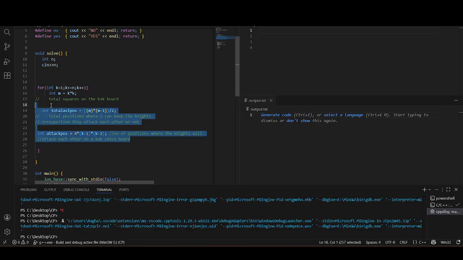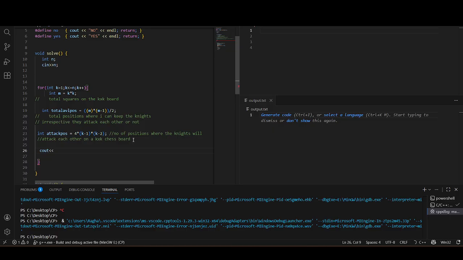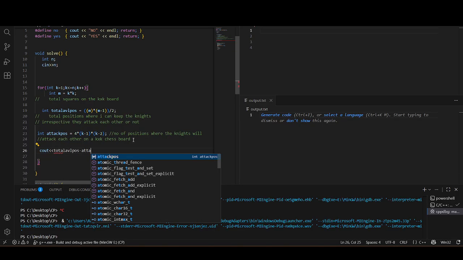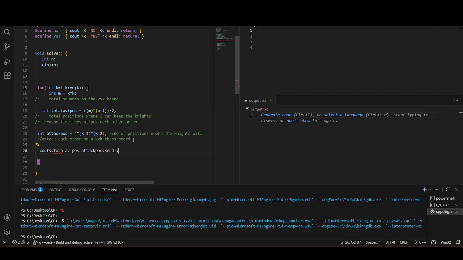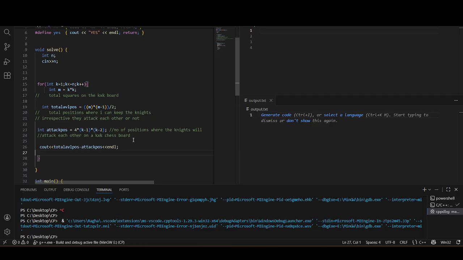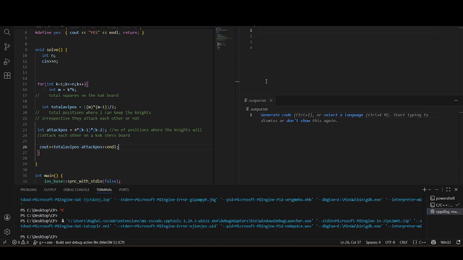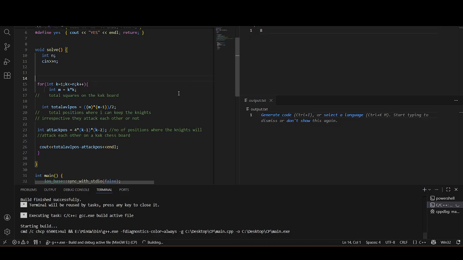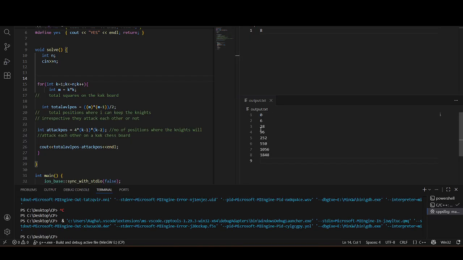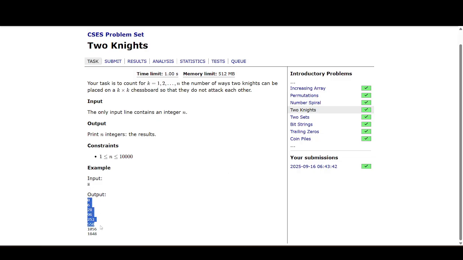And our final answer will be cout of total available positions minus attack positions. So this will give me the total number of safe positions. Let's check for the test case 8 and see if it's working fine or not. So we are getting 0, 6, 28, 96, 252, 550, 1056, 1848. So you can see we are getting the correct output. Let's submit it.